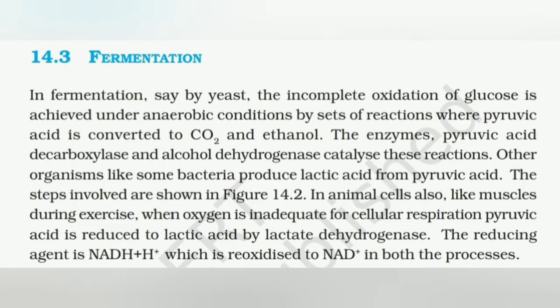In fermentation, say by yeast, the incomplete oxidation of glucose is achieved under anaerobic condition by sets of reactions where pyruvic acid is converted to carbon dioxide and ethanol. The enzymes pyruvic acid decarboxylase and alcohol dehydrogenase catalyze these reactions. Other organisms like bacteria produce lactic acid from pyruvic acid. The steps involved are shown in the figure.